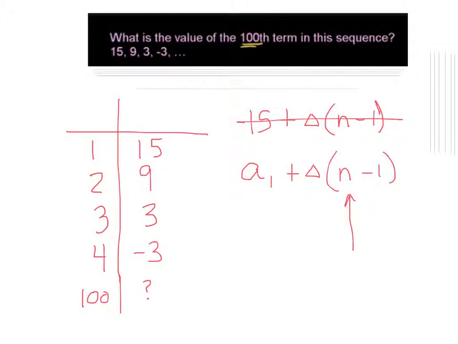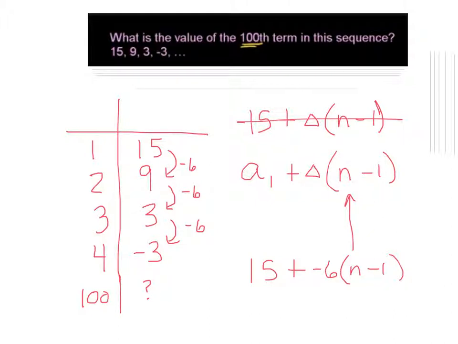Right? So in this case, the first term is 15 plus, and I need to figure out what my delta is. In other words, how much is this going down each time? It's going down 6 every single time. So my change is -6 times n minus 1. So there is my formula. This formula right here will give me whichever term I want, right?